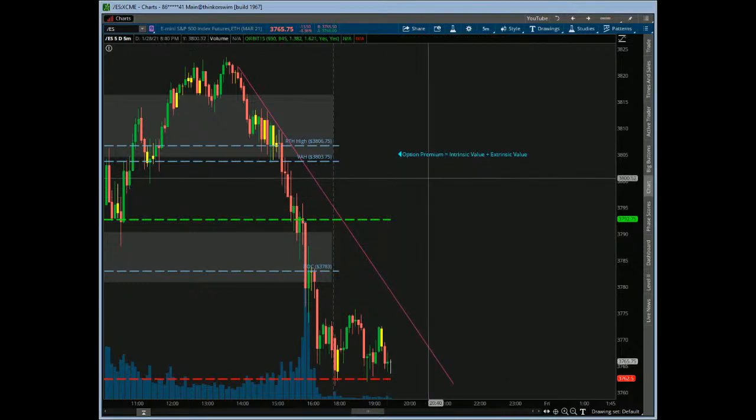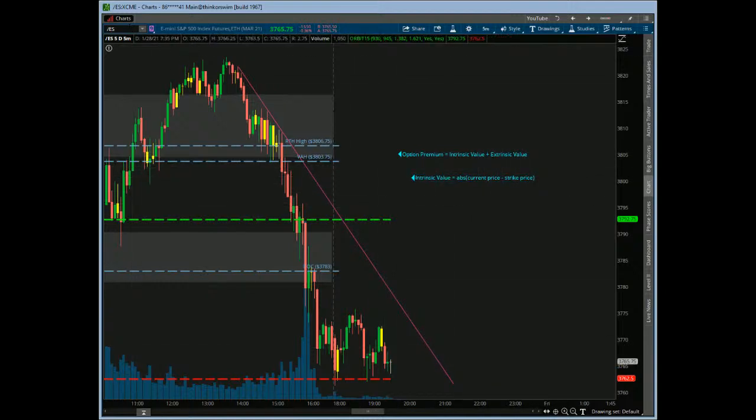And then from there we need to define what intrinsic value is. So intrinsic value is equal to basically the absolute value of the current price minus the strike price. However you want it, it's the absolute value of it, or the positive number. So the current price minus the strike price. Let's take a look at an example right here.